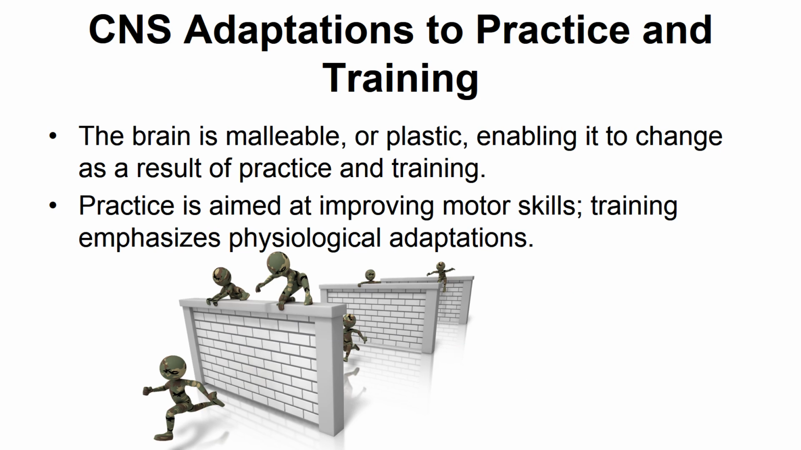Plasticity in the brain is the key to motor learning. It enables the brain to be able to change as a result of practice and training. The central nervous system adapts in a variety of ways to these two items. Practice is aimed primarily at improving motor skills, whereas when we train, we're emphasizing physiological adaptations.